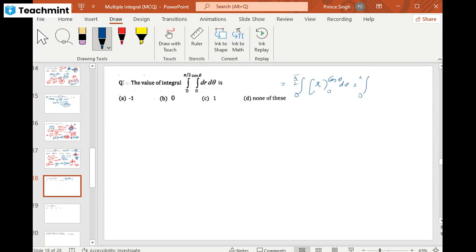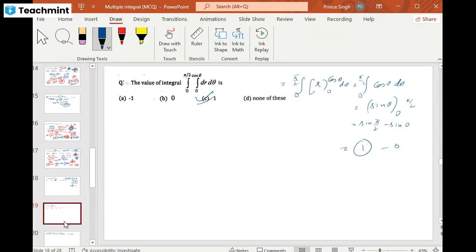So this is 0 to pi by 2, upper limit cos theta. So integral of cos theta is sine theta with the limit 0 to pi by 2. So this is sine pi by 2 minus sine 0. So sine 0 is already 0 and sine pi by 2 is 1. So the answer is 1 only. This is a simple problem.